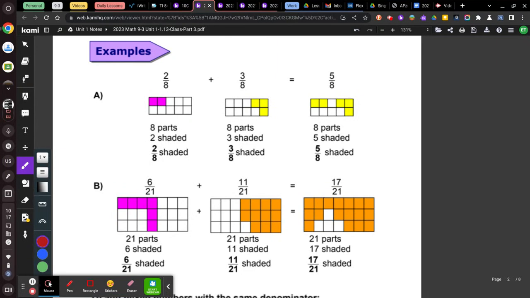Okay, so we're going to take a look at these examples. Each of these has a number on top and a number on the bottom. The bottom numbers, as we notice, are identical. They have to be. And what happens? All we do is keep the bottom the same number and add the top numbers. That's all we're doing. So if we take a look at these, we're taking 2 and 3 and adding them, and we're getting a 5.